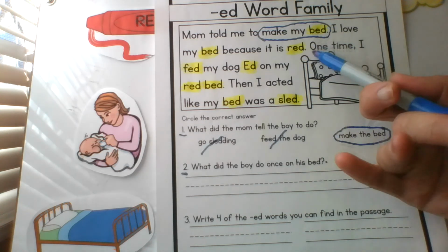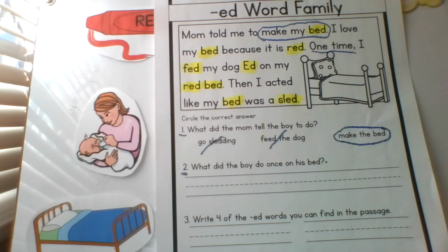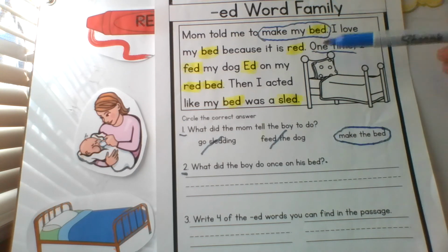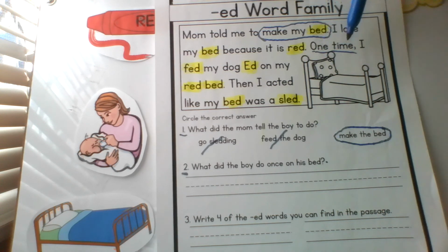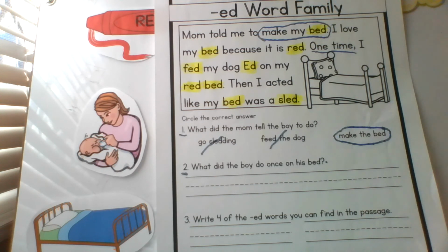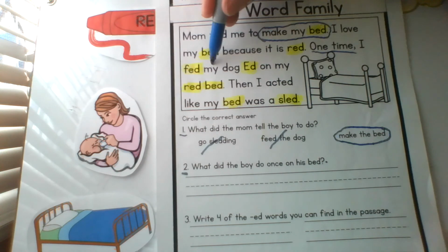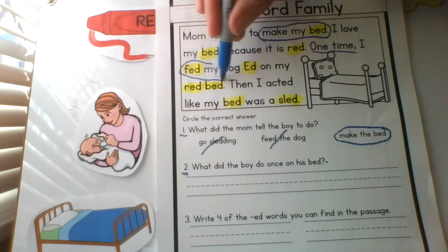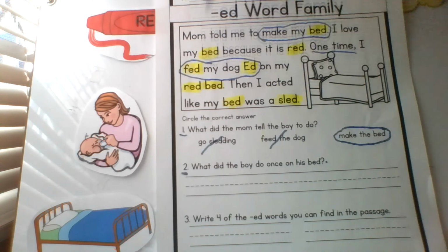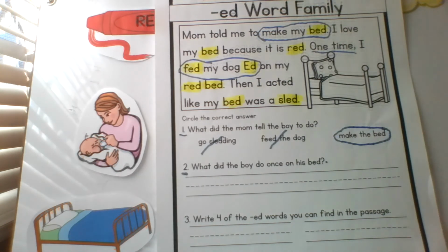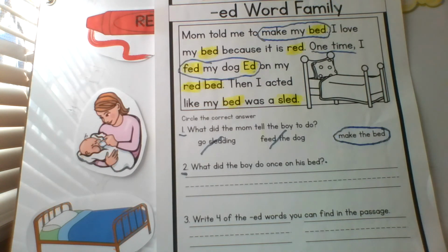Well, if I come up here, I see the words one time. So that's what I'm going to read that sentence to see what the boy did. One time, I fed my dog Ed on my red bed. So what is it that the boy did one time on his bed? He fed the dog Ed. Now that says my, but I don't own the dog, so I can't put my. I would say fed the dog Ed.